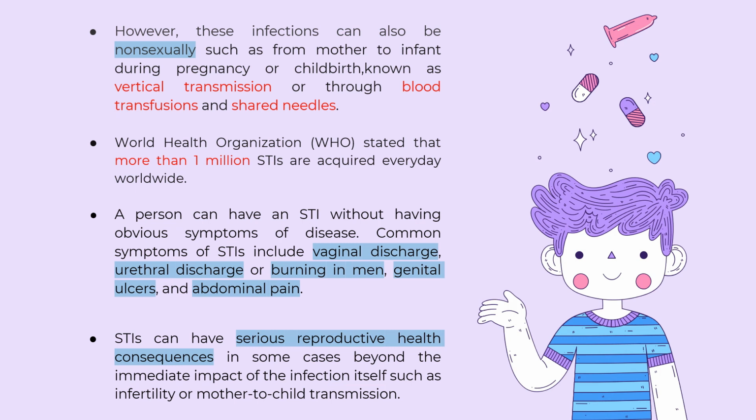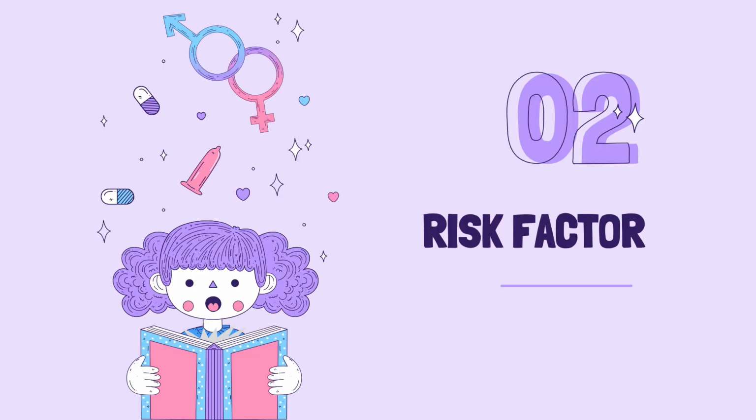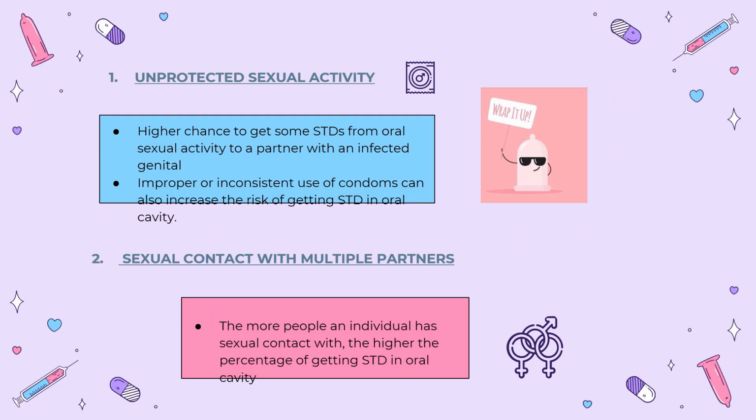Next, we proceed to the risk factors. I'm going to present the risk factors of sexually transmitted disease in the oral cavity. Firstly, unprotected sexual activity. Based on a study by the Centers for Disease Control and Prevention, there is a high chance of getting an STD in the mouth or throat from oral sexual activity with a partner with an infected genital, either the vagina, penis, or anus.